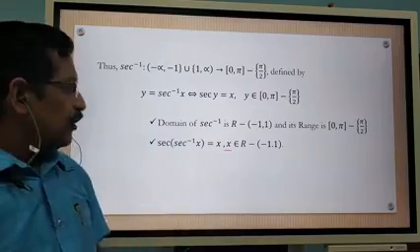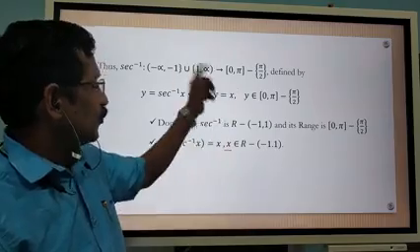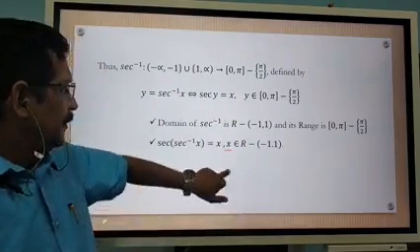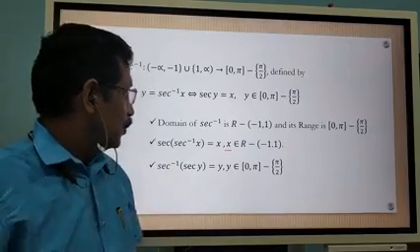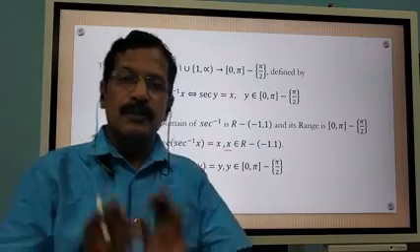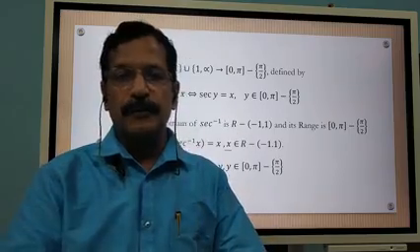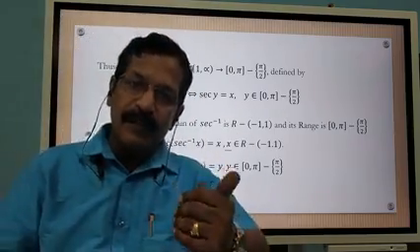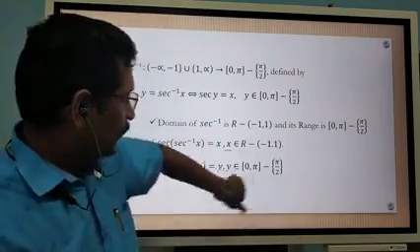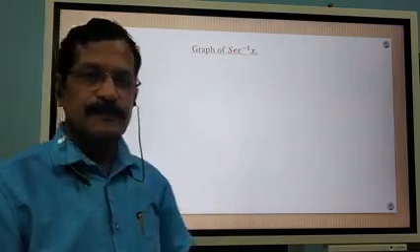Sec of sec inverse of x is equal to x, where x is an element of R minus the open interval minus 1, 1. That is the same set. And sec inverse of sec y is equal to y, where y is an element of the closed interval 0 to pi minus the singleton set pi by 2. These are all for sec inverse. Now what will be the graph of sec inverse? The graph of sec inverse is this graph.